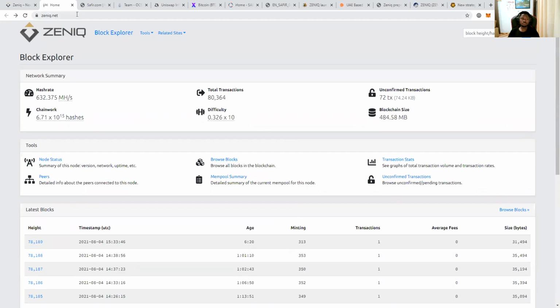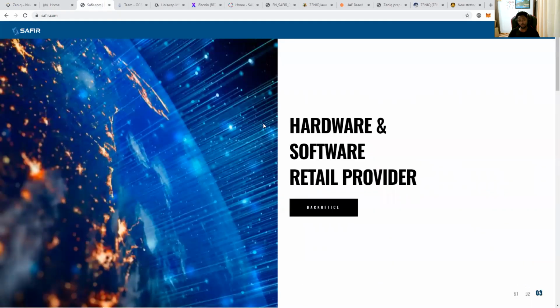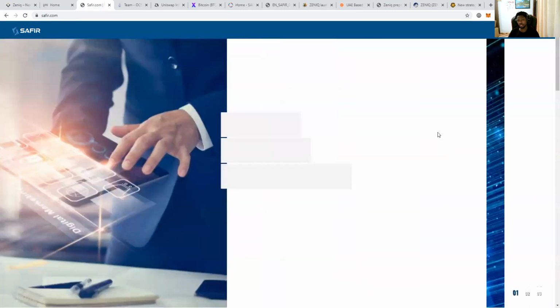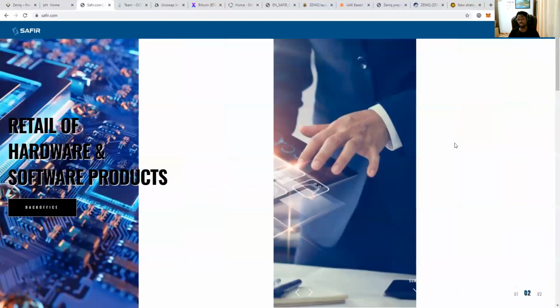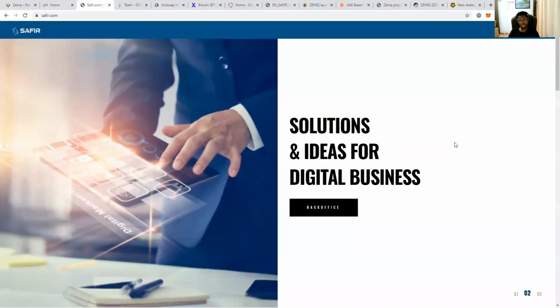Now, going forward, we come to sapphire.com. Sapphire.com happens to be a part of this project we're going to get exposed to this evening. Of course, it is very important for us to understand what they are. Sapphire.com is more or less like a retail firm. They are handling the marketing aspect of the whole Zeniq project.